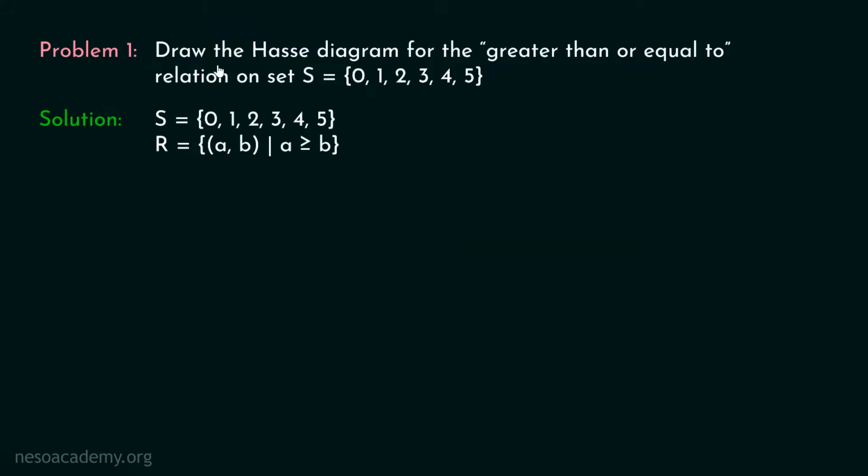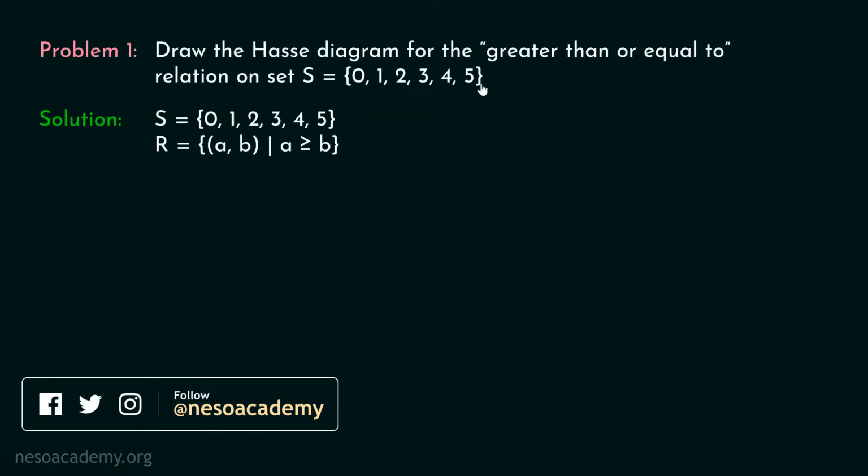Here is problem 1. Draw the Hasse diagram for the greater than or equal to relation on set S, which consists of these elements. So we have set S and relation R. Relation R is nothing but the set of all ordered pairs (a, b) such that a is greater than or equal to b. So we have a greater than or equal to relation, and this relation is defined on set S.